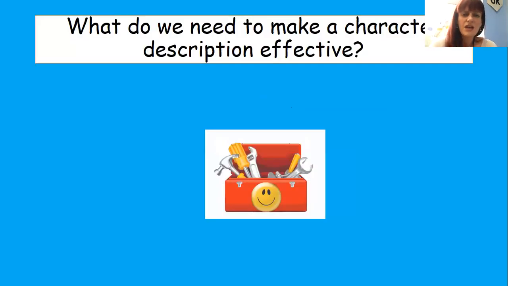Okay, so here is a recap from what we looked at on Friday's lesson. Now, some of you I know went off and watched the video, and some of you did the lesson as well. But for those who didn't, what do we need to make a character description effective? Okay, so these are the things that we came up with. It needs to be written in the third person, he or she, okay? We are not saying I looked like something, we're talking about something else.